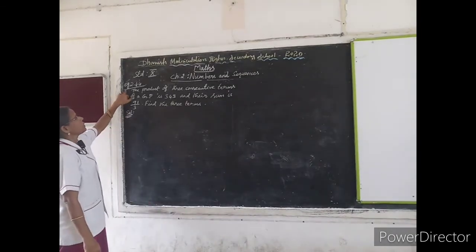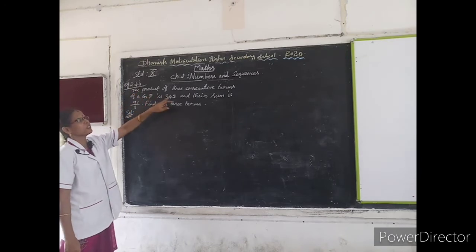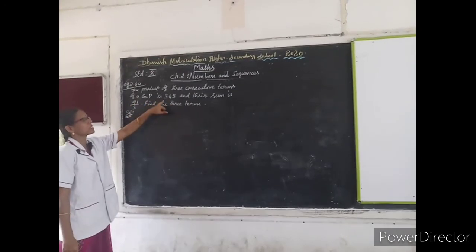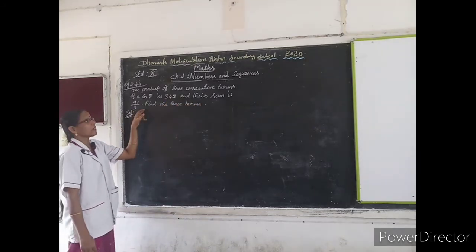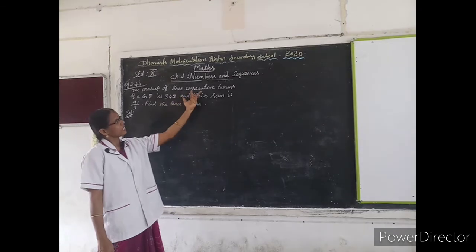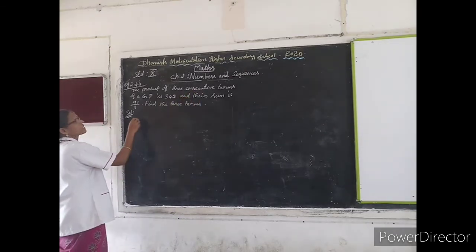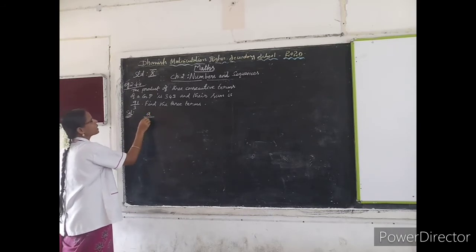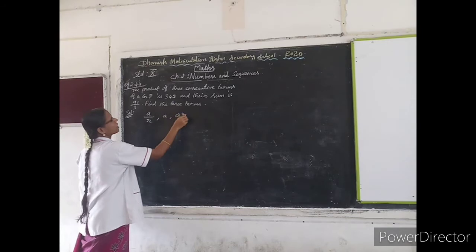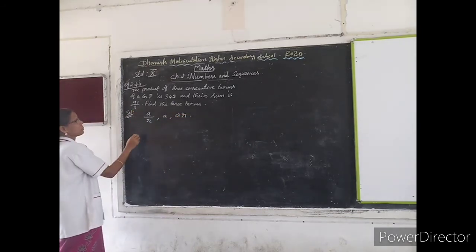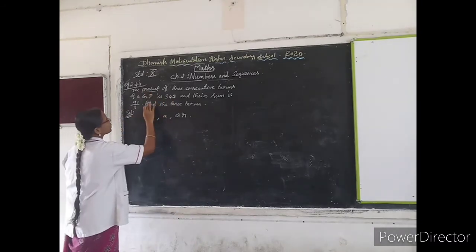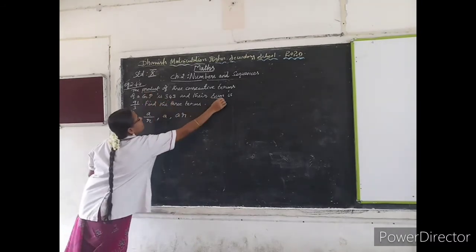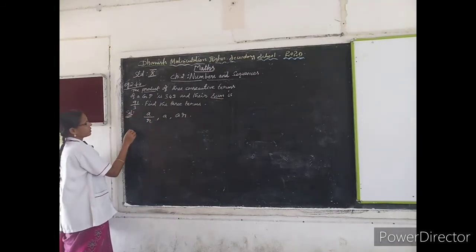Now example 2.44. The product of three consecutive terms of a GP is 343 and their sum is 91 by 3. Find the three terms. Let us take the three consecutive terms of GP as a/r, a, ar. These are three consecutive terms of GP. What are given? The product of these three terms is equal to 343 and the sum is 91 by 3.